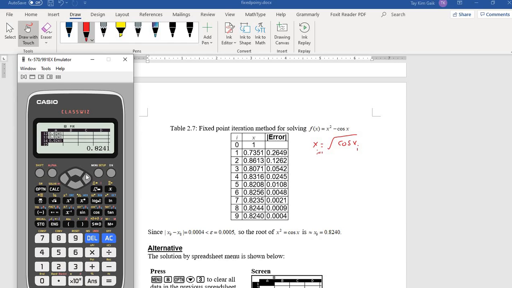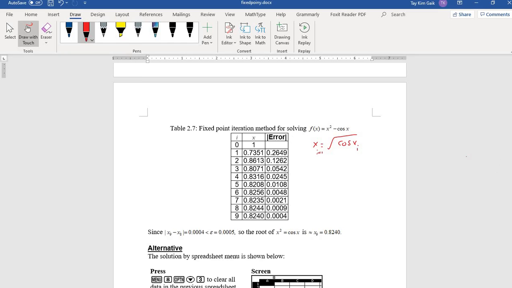So we have shown how to solve the nonlinear equation f(x) equal to x squared minus cos x using fixed point iteration, where I will write the fixed point iteration formula x_{i+1} equal to square root of cos x_i. So I have shown two methods. One is using the calculate menu.